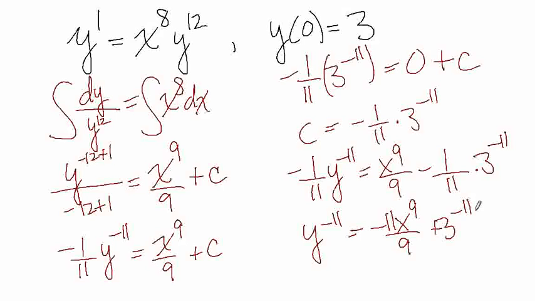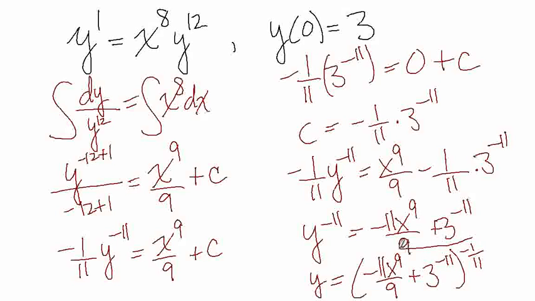Okay, now to get rid of the minus 11 exponent on the y, I'm going to raise both sides to the minus 1 over 11 power. The exponents will multiply to 1, so I'll just have a y. And that's equal to minus 11 times x to the 9 over 9 plus 3 raised to the minus 11, all to the minus 1 over 11 power. All right, and once again, I would invite you to take the derivative of that and convince yourself that indeed it does satisfy the original differential equation.